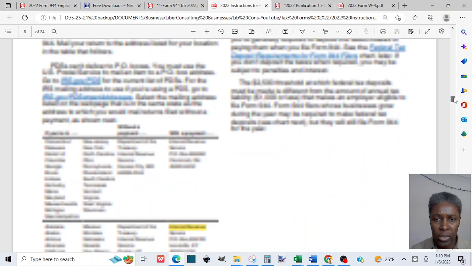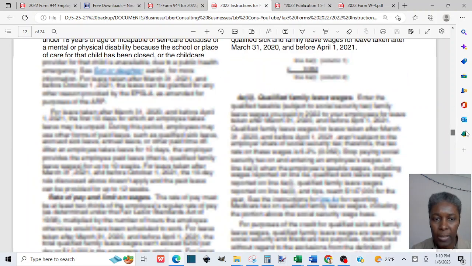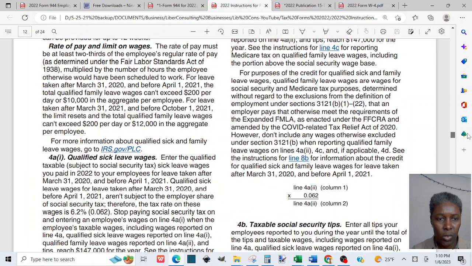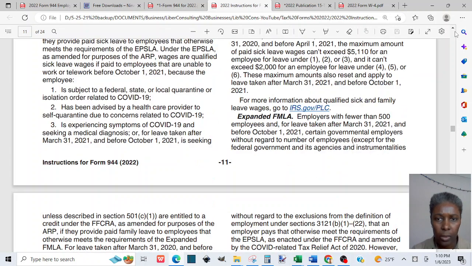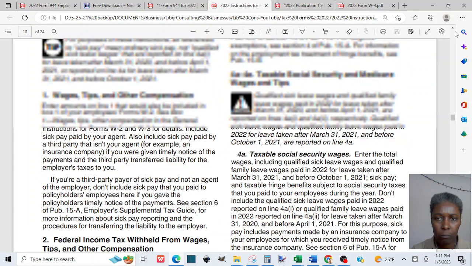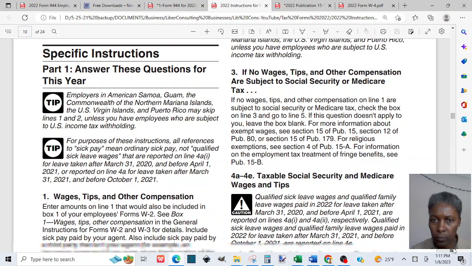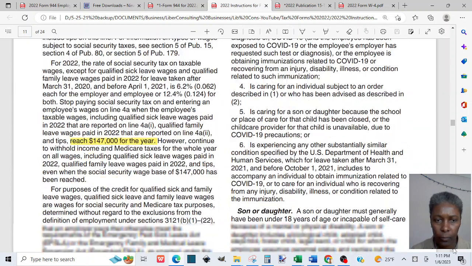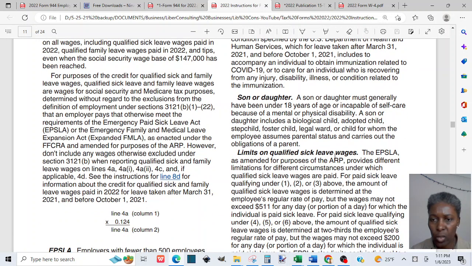So when you are using the instructions, you can scroll to where the information is if you do not want to read the whole instruction. So yeah, they will talk about sick leaves.